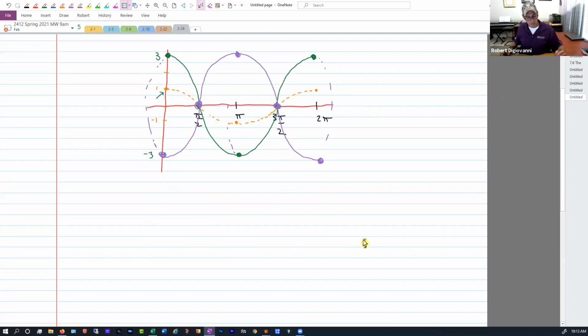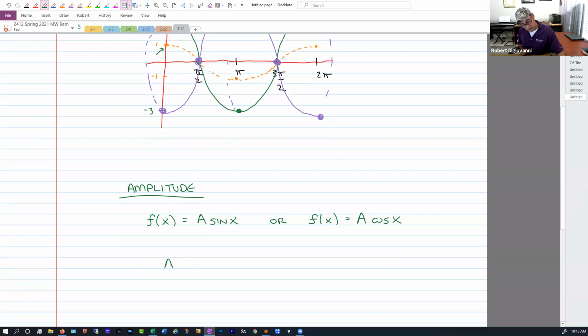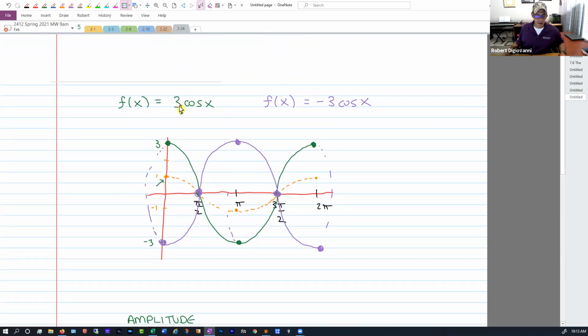Okay, let me define real quick. If you have amplitude, so basically, if you have f of x equals, the book uses capital A in front of sine of x, or if you have some function with capital A in front of cosine x, then the absolute value of A is called the amplitude. Now if you look at both of these, the amplitude of this one is 3. The amplitude of this one is also 3. So they both have the same amplitude. The thing that's different about them is that one of them is a reflection, the other one is not, but they both have the same amplitude.